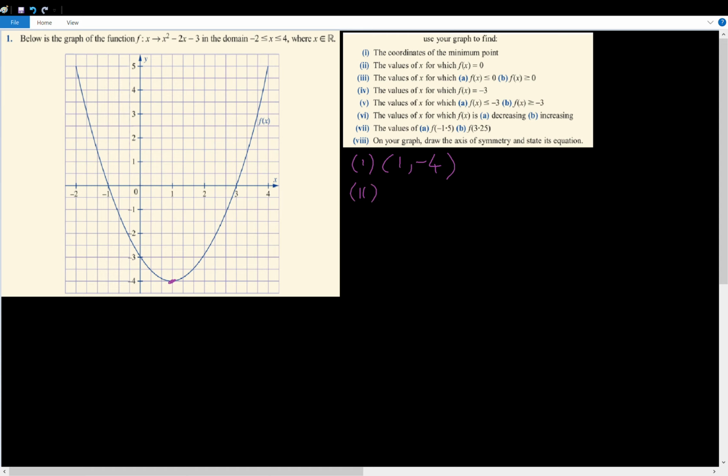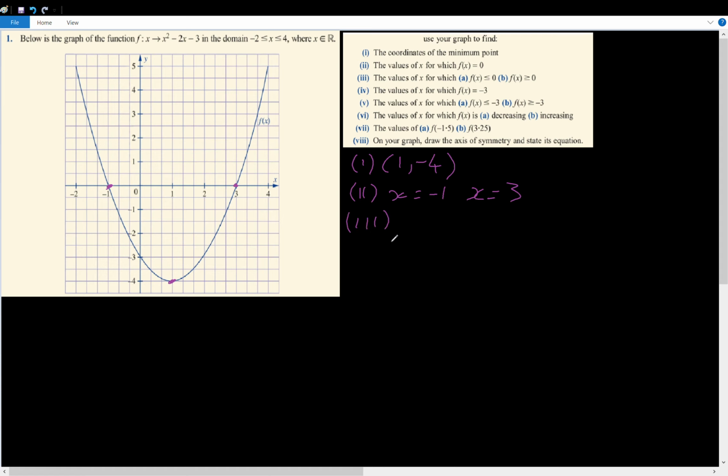For part 2, we're asked to find the values of x for which f of x is equal to 0. That's another way of saying when y is equal to 0. So we're looking for where the curve crosses the x-axis. And it does so at 2 points, down at x equal to minus 1 down there, and up here where x is 3. So our values of x for which f of x equals 0 are x equals minus 1 and x equals 3.